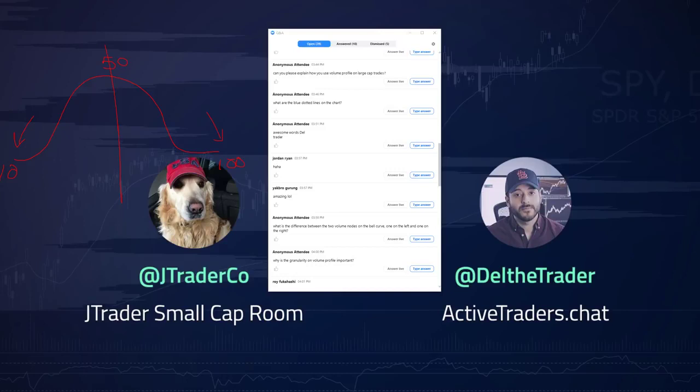Why is the granularity on volume profile important? Because if you don't have a granular volume profile, you can't spot the changes in volume as well as you would from a more granular profile that gives you more detailed information. So you wouldn't have all of the information. It's like having a 640 by 480 screen versus a 4K screen.